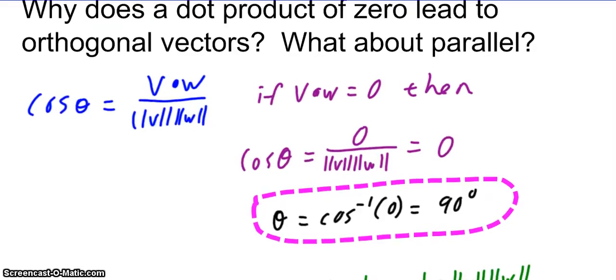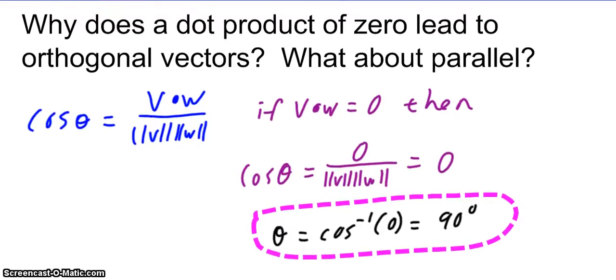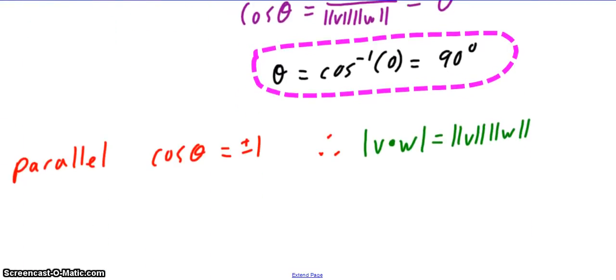What about parallel though? So in order for the vectors to be parallel, theta would need to be what? Well, theta would have to be either 0 or 180. So the vectors could be going in opposite directions. So in order for them to be parallel, cosine of theta would have to equal 1 or negative 1. So it would be 1, it would be an angle of 0, negative 1 would be 180 degrees. Therefore, we know that they are parallel if the absolute value of the dot product equals the magnitude of v times the magnitude of w.